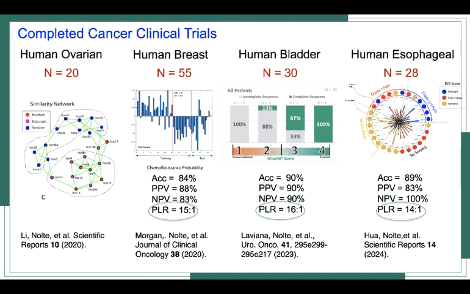So we've completed 4 clinical trials: human ovarian with 20 patients, human breast with 55, human bladder with 30, and then the esophageal, which I've described, with 28. There's a lot of different ways we can visualize this. This is a network, a similarity network way of visualizing the patients.